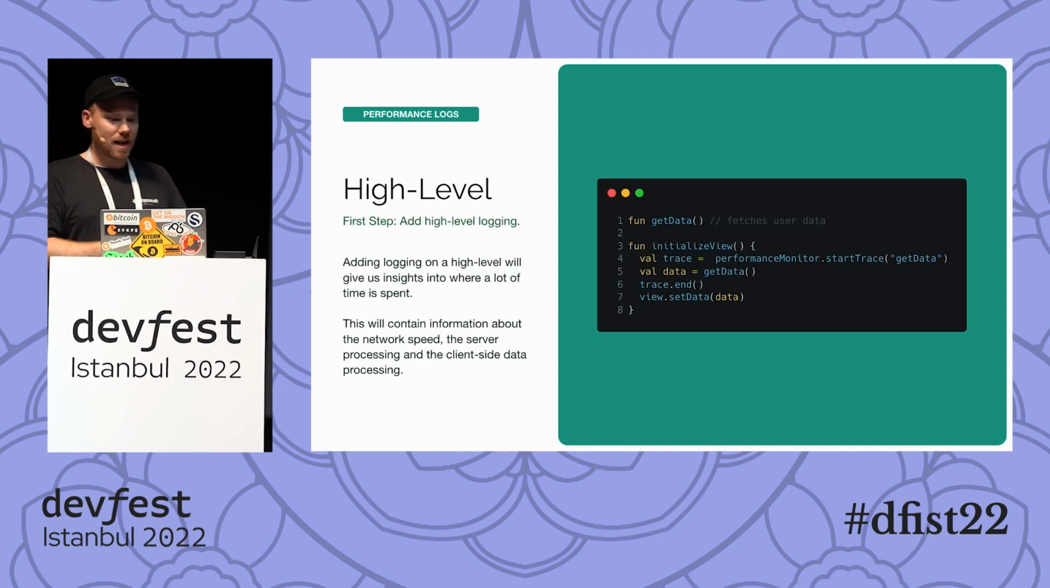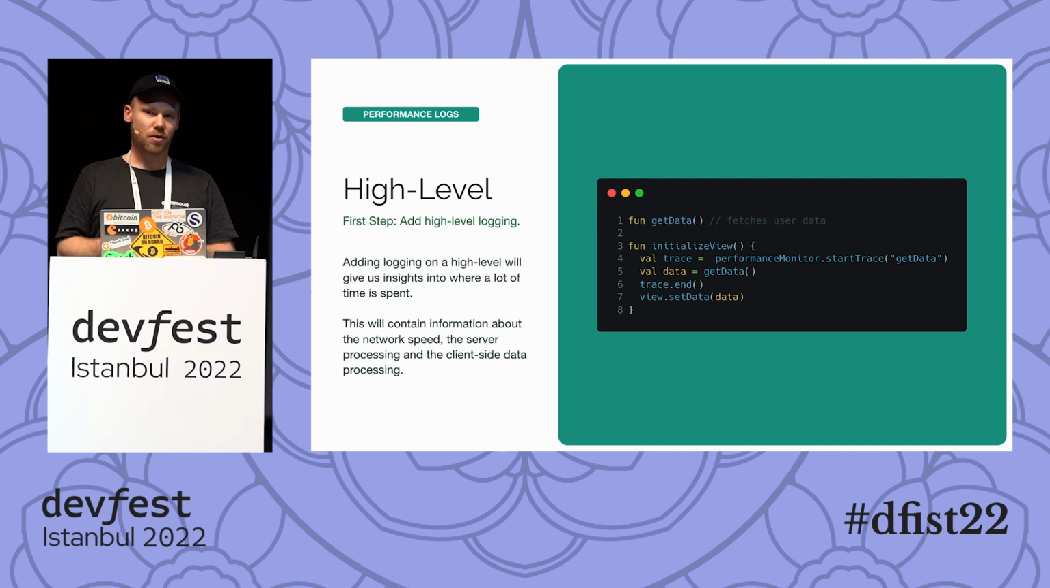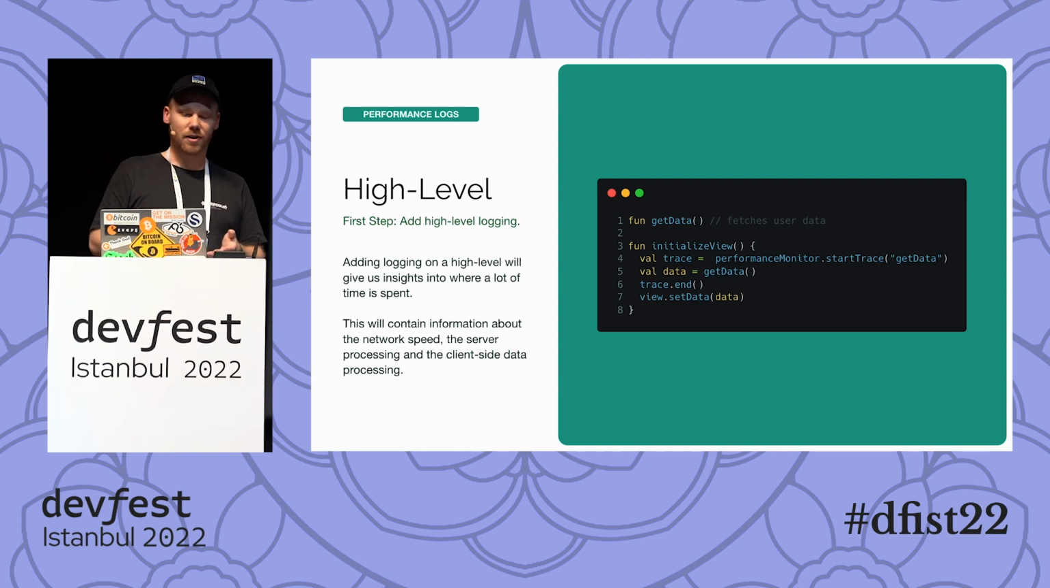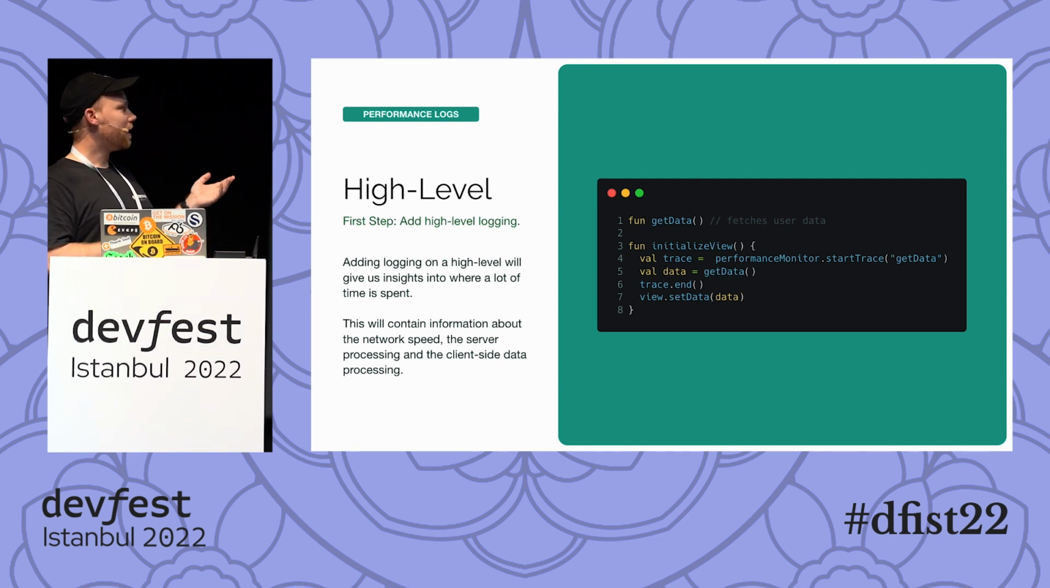So how can we add performance monitoring to this? The first step is to look at a more high-level approach. So we don't know where our hotspots are, where we need to dive in deeper. So we will just add a very high-level trace. At this point, what we are doing here is we create a new trace before we call the method, then we call our method, and then we close our trace.